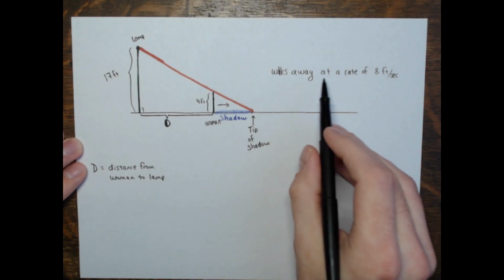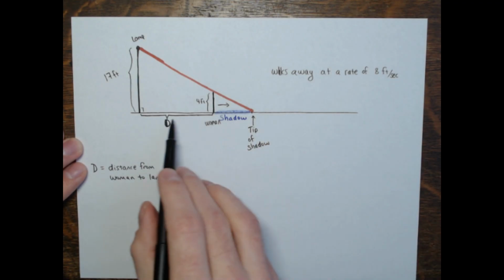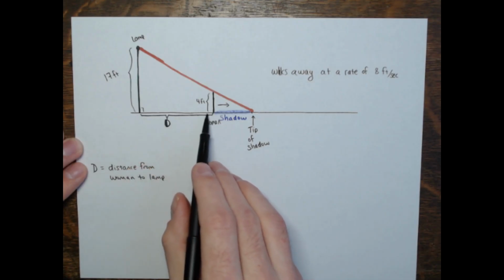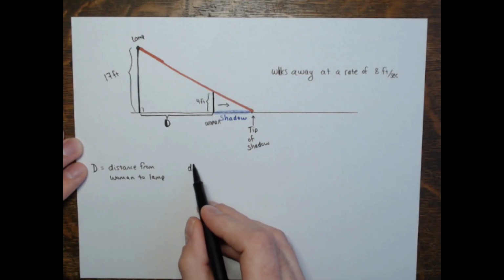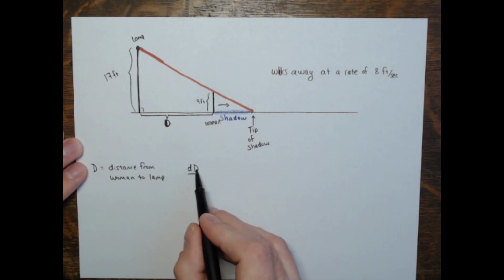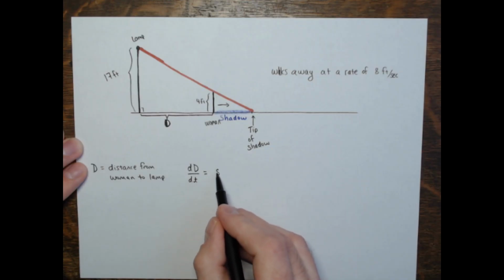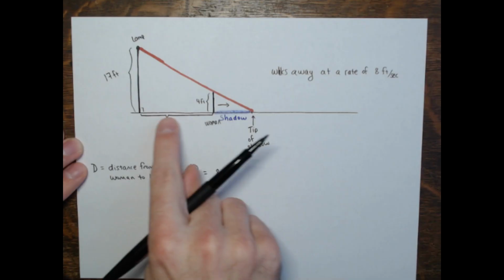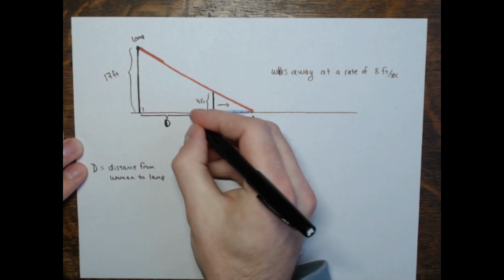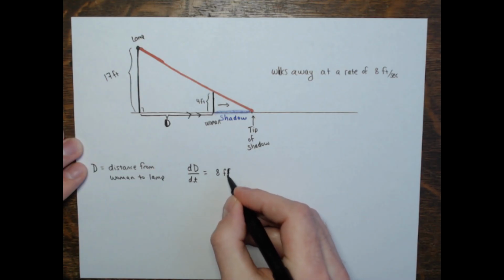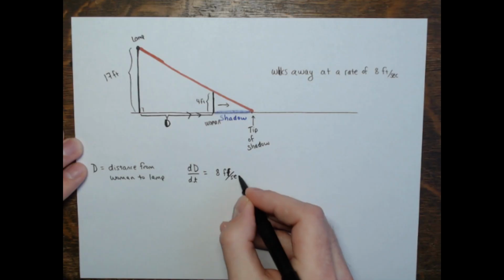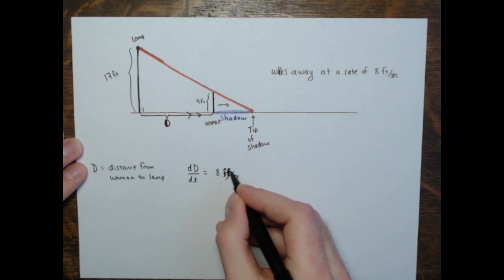So when they say she walks away at a rate of 8 feet per second, that means this distance is getting larger at a rate of 8 feet per second. So dD/dt, the derivative of this distance over time, the rate at which this distance is changing, is positive. It's going to be growing. If she's going away, this is getting bigger. 8 feet per second.